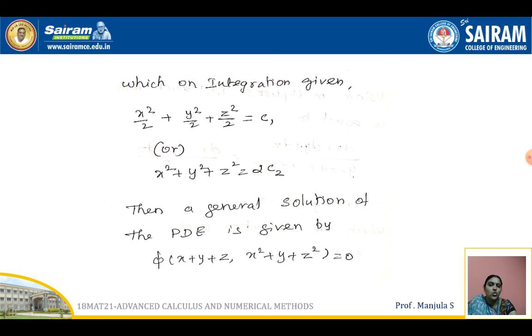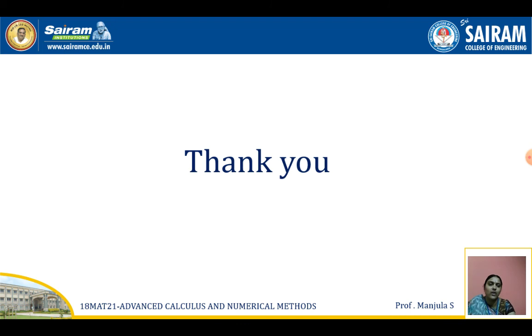Now u and then v. Two solutions we got, u equals C1 and v equals C2. These two solutions you substitute in the standard form, that is phi of u comma v equals 0. Then the general solution of the partial differential equation is given by phi of (x plus y plus z) comma (x square plus y square plus z square) equals 0. This is our required solution.